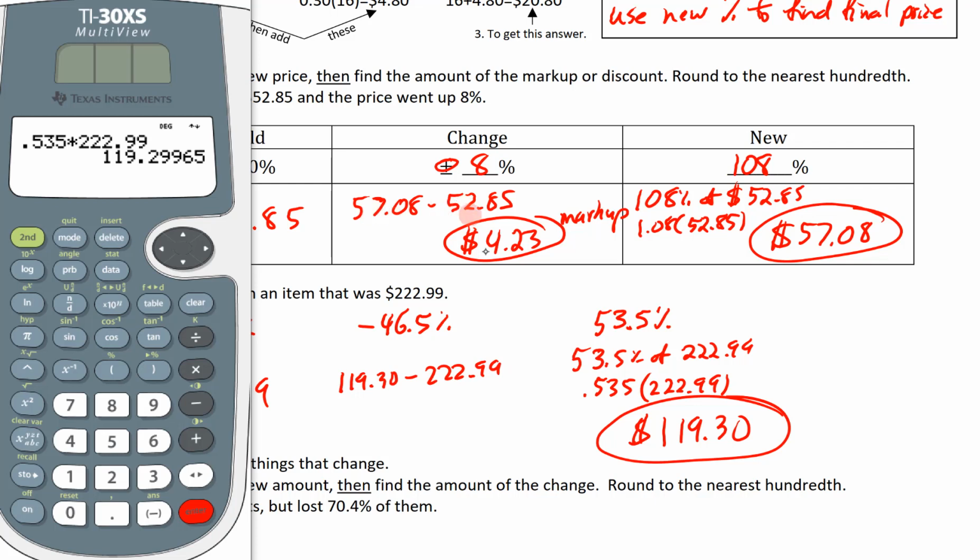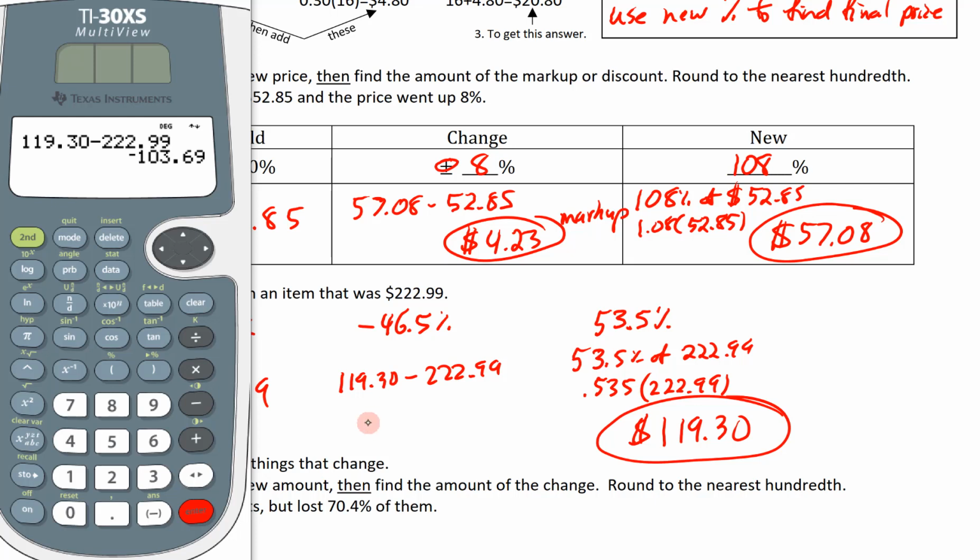Now, when we did the subtraction, we ended up with $4.23. I want to show you what happens on this one. 119.30. Go ahead and put that extra 0 on there, and then subtract 222.99. Make sure everything looks good. It does. Now notice that this turns out to be negative. It's negative because we were subtracting that amount from the original price. So this tells us that it's a discount. The fact that it's negative turns out to be a discount.